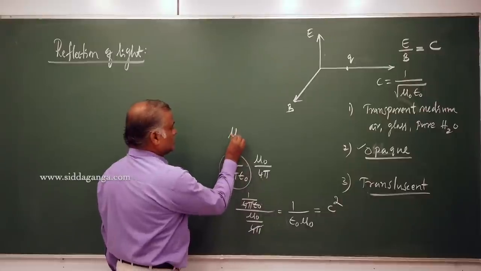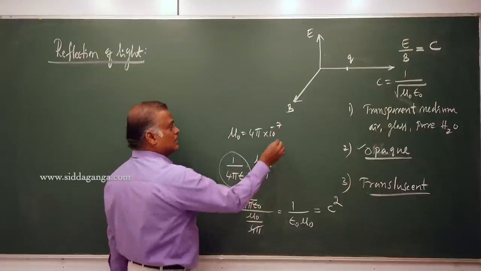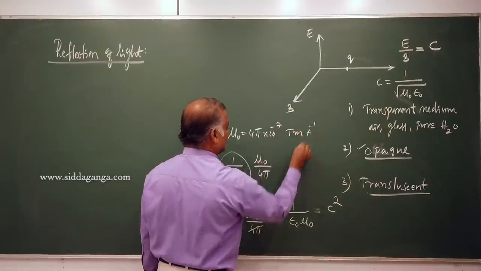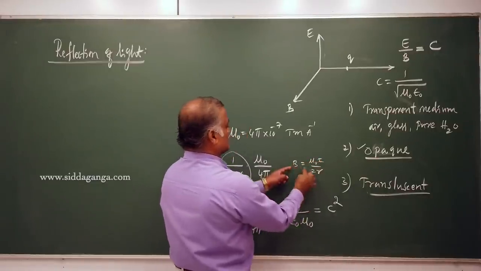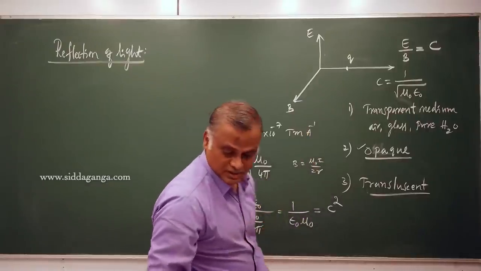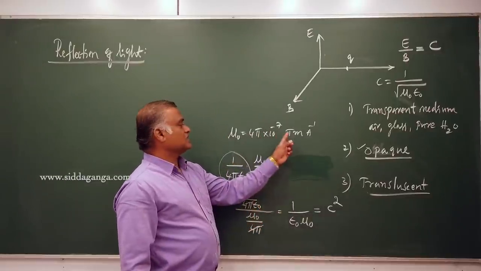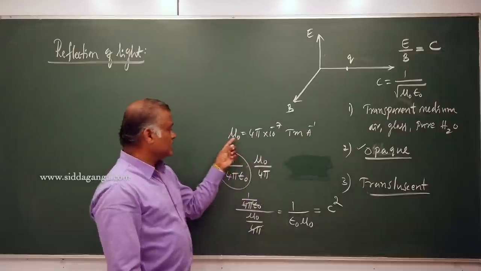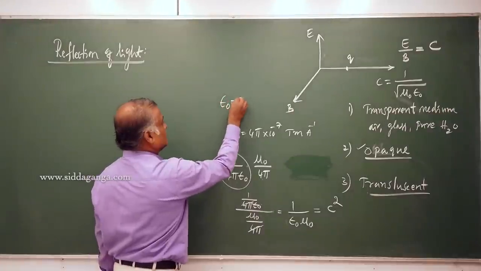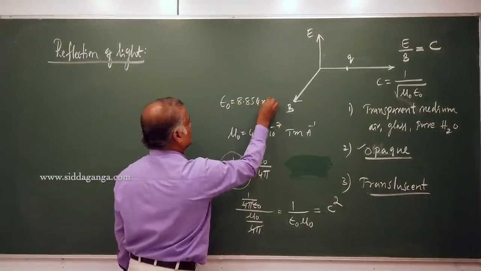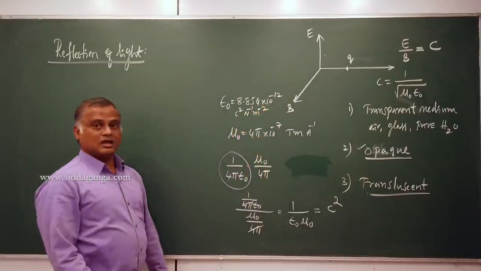You should know the value of mu naught, I will tell you, remember it: 4 pi into 10 to the power of minus 7 tesla meter per ampere. Sorry, the unit of mu naught is 4 pi into 10 raised to minus 7 tesla meter per ampere. Epsilon naught, do you know its value? Epsilon naught is 8.854 into 10 to the power of minus 12 coulomb square per newton per meter square.